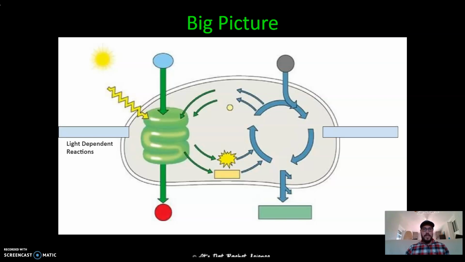Light reactions on the left, dark reactions, light independent reactions, or Calvin cycle on the right. You'll hear it called all of those things. What are our inputs for the light reactions? Light and water. What are our outputs? NADPH and ATP. What's another output? Oxygen. It's a waste product.